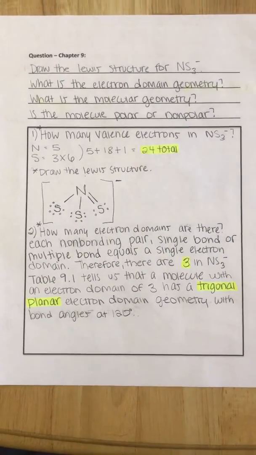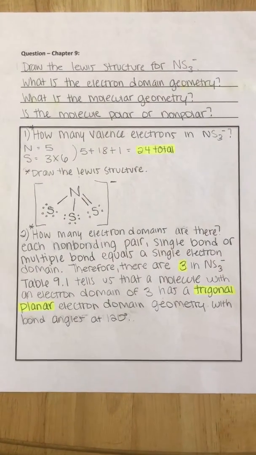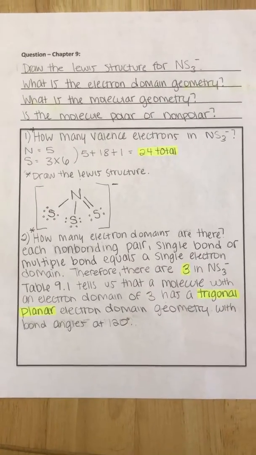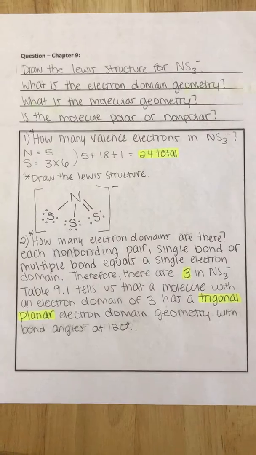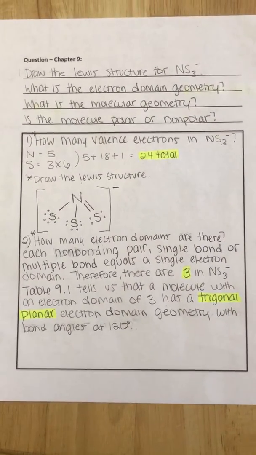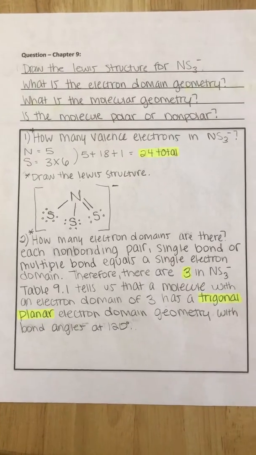This is my Project 7 video on Chapter 9. The problem states, draw the Lewis structure for NS3 negative. What is the electron domain geometry? What is the molecular geometry? And is the molecule polar or nonpolar? So this question is actually a four-part question.